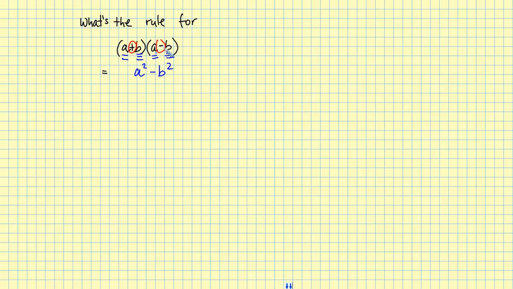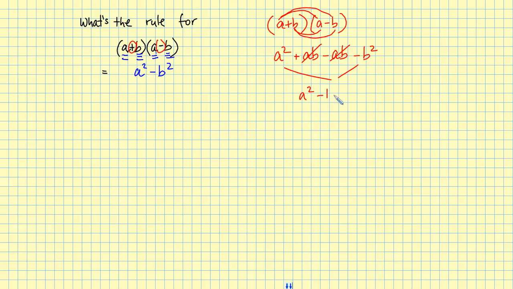And again, just to remind you, if I have A plus B times A minus B, I could use FOIL. I could FOIL this, but the foiling process will show me that I get A squared plus AB minus AB, or minus BA, means the same thing, minus B squared. And the middle AB term cancels itself out, and all I'm left with is just A squared minus B squared. So that would be the difference of squares.